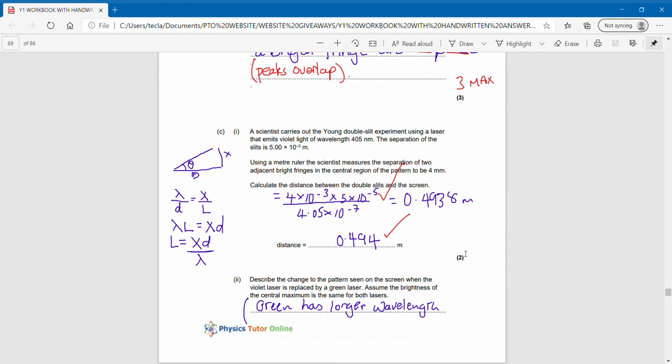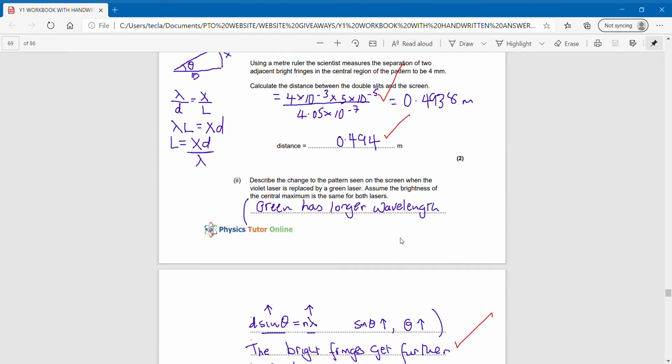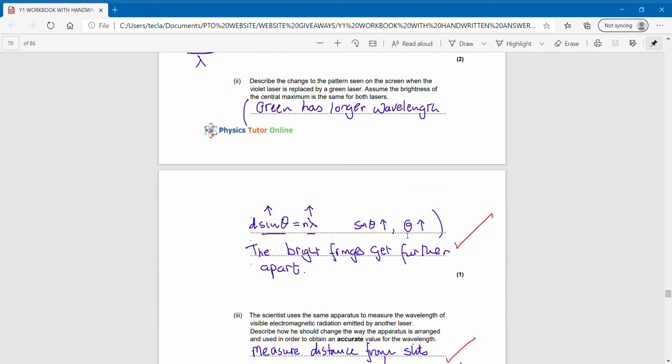See part 2. Describe the change to the pattern seen on the screen when the violet laser is replaced by a green laser. Assume the brightness of the central maximum is the same for both lasers. So green has a longer wavelength. If we look at the expression that we can use generally for diffraction, d sin θ = nλ. So if we've got green light, the wavelength increases, so that increases the value of nλ, and therefore we must increase the value of sin θ because d is constant.